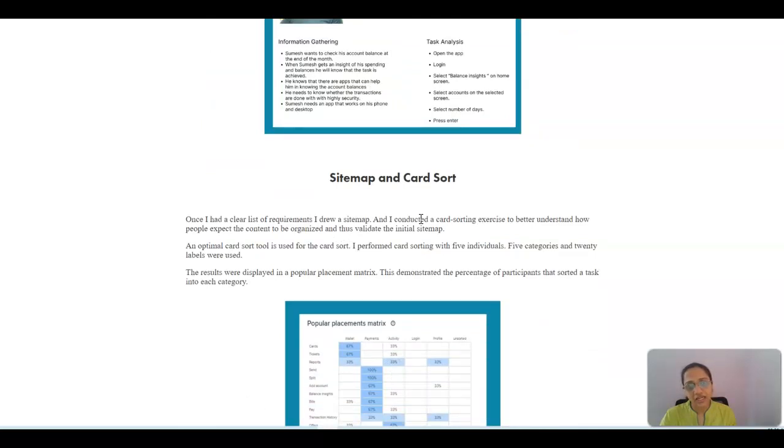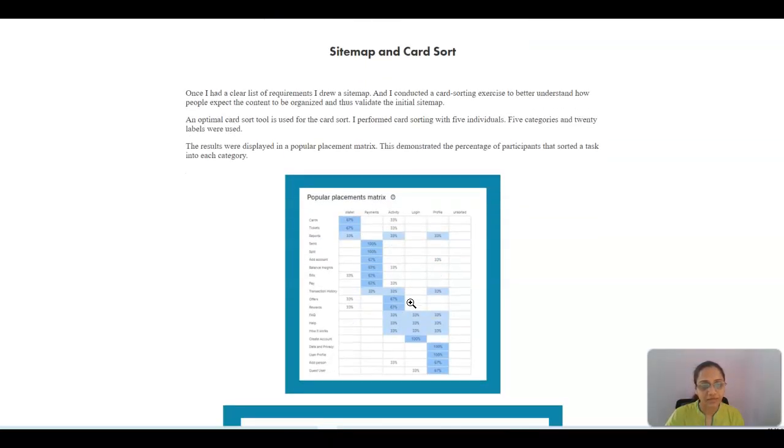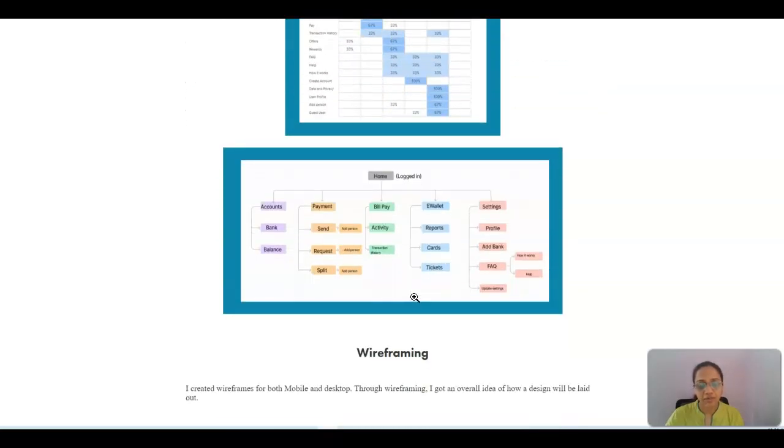Once I got a clear idea of the requirements, I drew a sitemap and conducted a card sorting exercise to better understand how people expect the contents to be organized, thus validating my initial sitemap. I used an optimal card sort tool, and it was done with 5 individuals. Below are the popular placement metrics that I got after the card sorting, and this is the new sitemap.